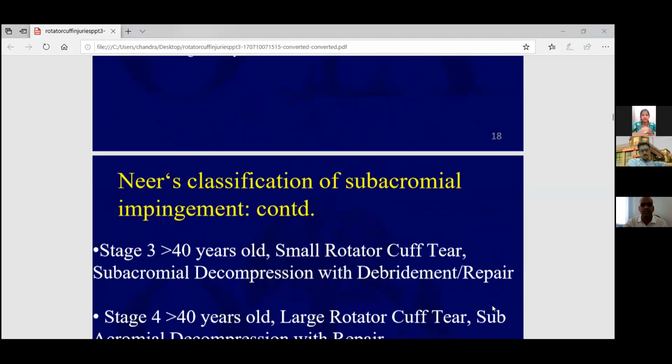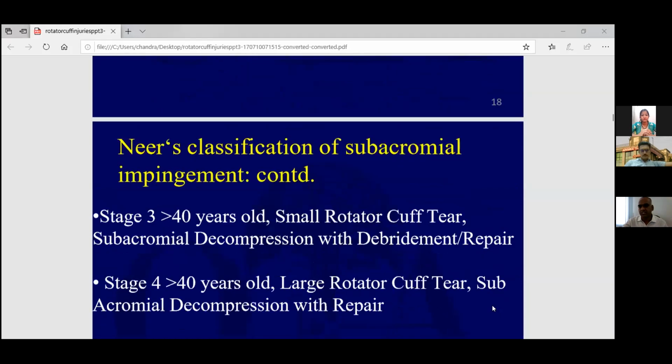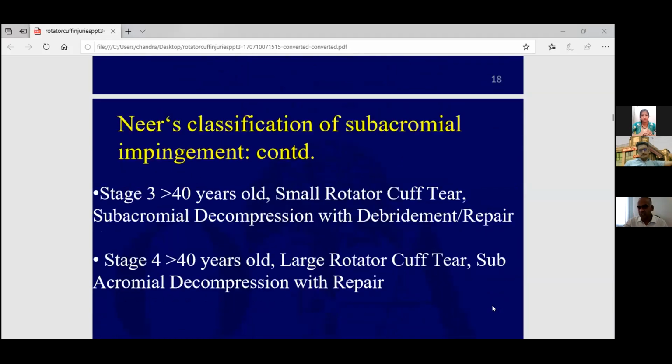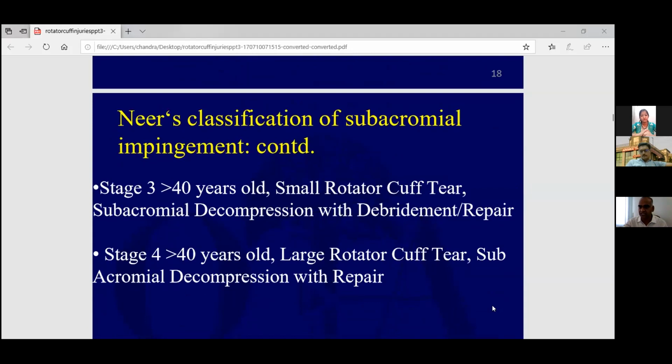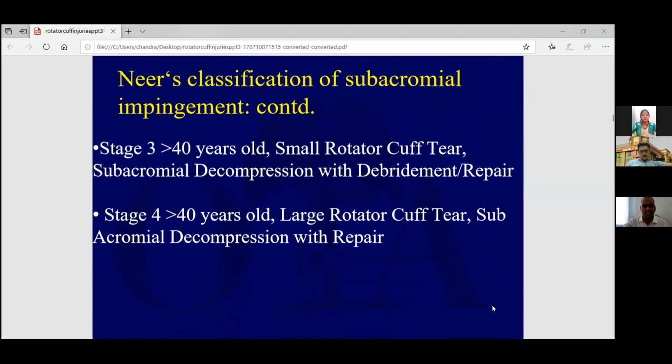Then stage three, the most common condition in ages more than 40 years. A small rotator cuff tear is also there. Subacromial decompression with debridement is generally required by surgery here. Then stage four, a severe condition, mostly in people more than 40 years of age. A large rotator cuff injury is there. Definitely there is repair by the surgeon. Arthroscopic repair is required here in stage four.